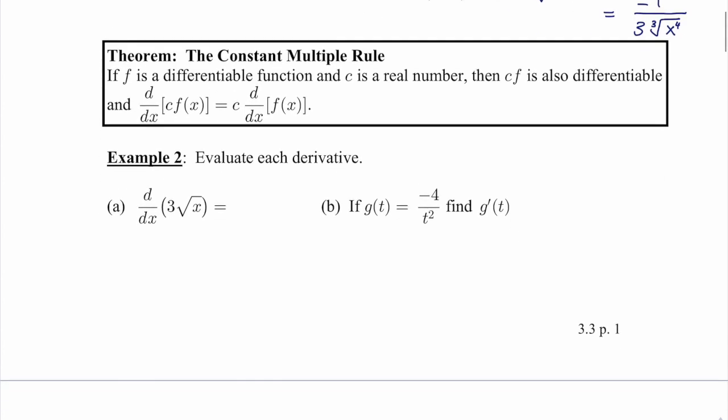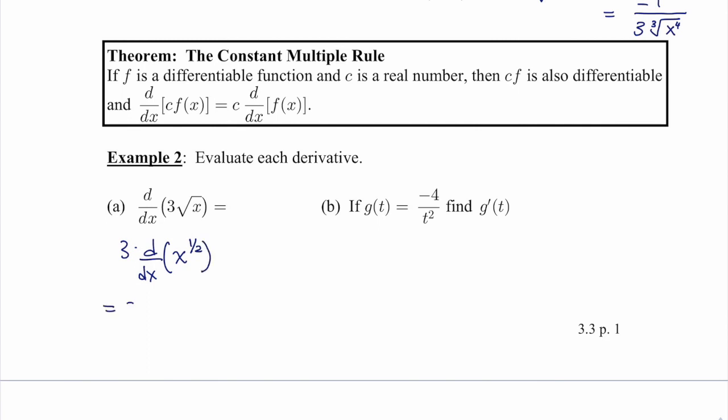The next theorem says if I have a constant multiple of a function that is differentiable, then the constant multiple times our original function is also differentiable. And all we do is multiply the derivative of the original function by the constant multiple that we have. So if I have the derivative of 3 times the square root of x, I can say that's the same as 3 times the derivative of square root of x. And I might as well also recognize square root of x is x to the 1/2.